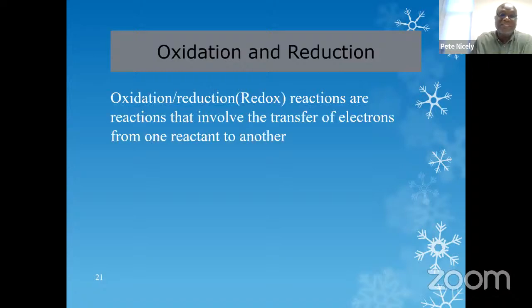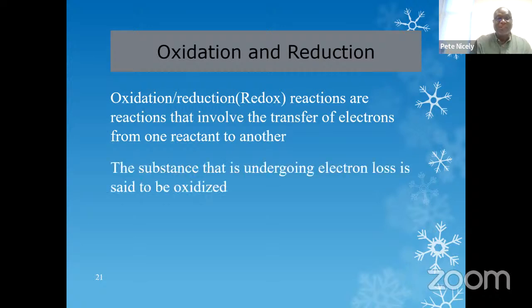So basically, whenever we have a reaction where there's a transfer of electrons from one atom to another, we call that a redox reaction. Redox is basically an abbreviation for reduction and oxidation, all right? So that is what characterizes these types of reactions. You have the transfer of electrons from one atom to another.